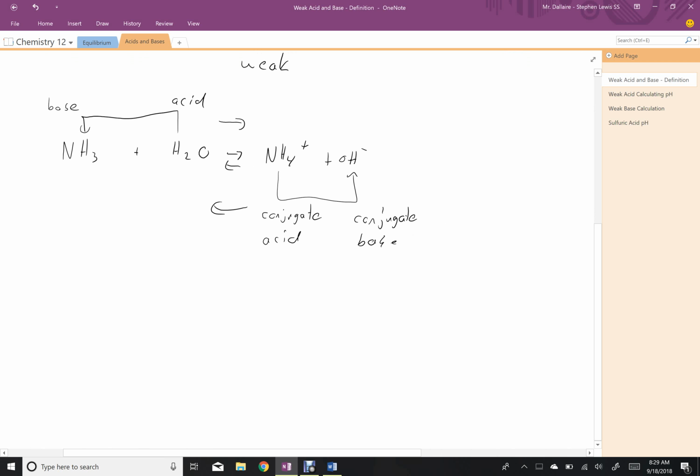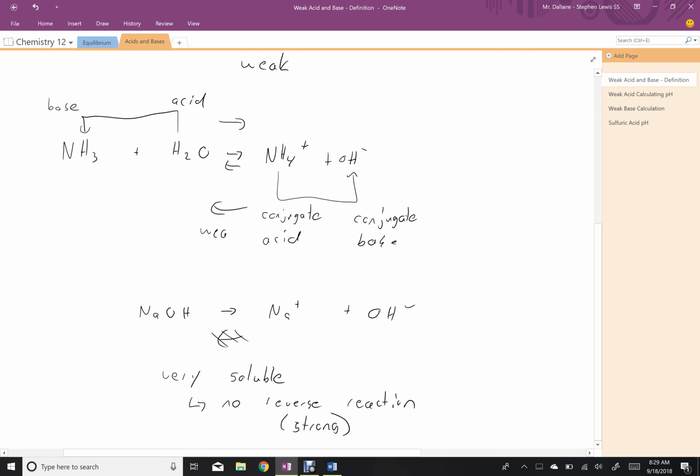In a strong base, something like sodium hydroxide, once these two ions dissociate to form sodium and hydroxide, they do not reform. This is a very soluble base. And what that means is no reverse reaction. And that's what makes this strong versus this, which has the significant reverse reaction, being weak.